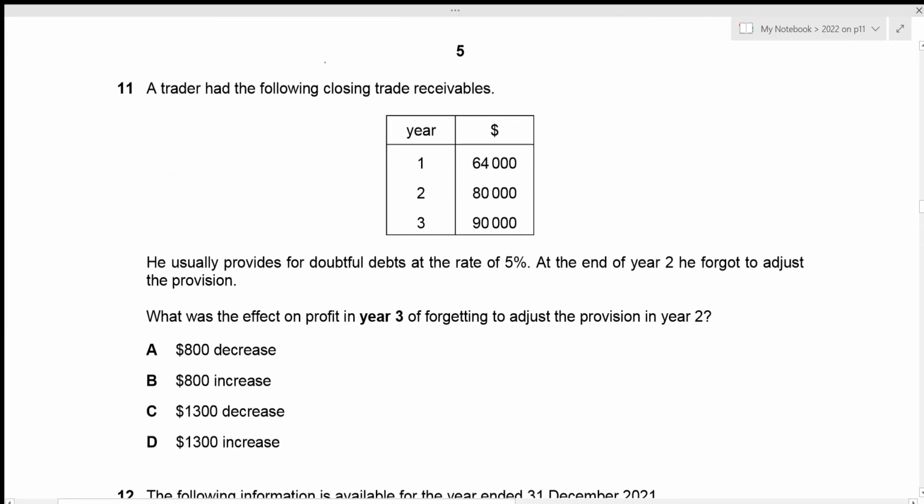A trader had the following closing trade receivables. For year 1, that's 64,000. For year 2, that's 80,000. For year 3, that's 90,000. He usually provides for doubtful debts at the rate of 5%. At the end of the year 2, he forgot to adjust the provision.